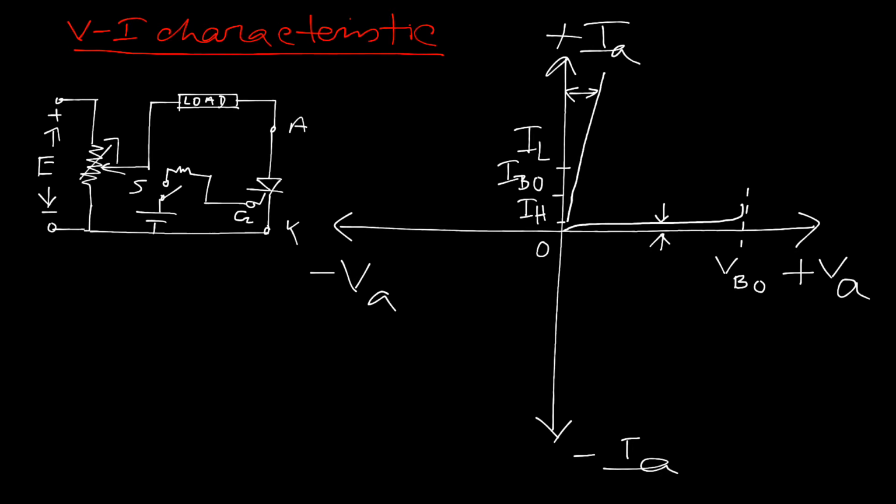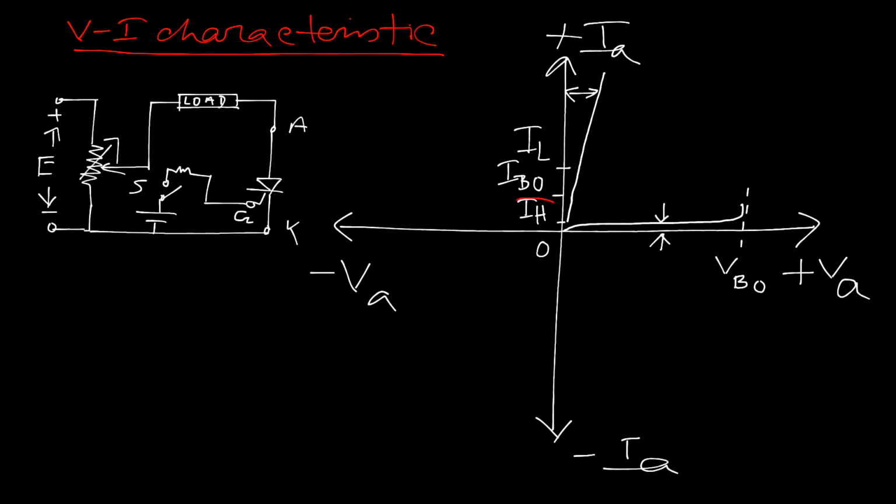That means at this point of IBO, the device starts conducting initially, but you are still holding this amount of voltage VBO, so the current rises, okay? And when the current reaches IL, we remove the gate signal or decrease the small amount of voltage, but the device is still in the on state. That is why this is called latching current. So we can easily say what latching current is and what holding current is.